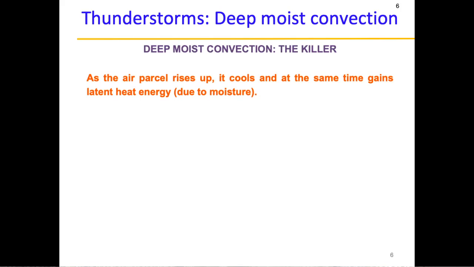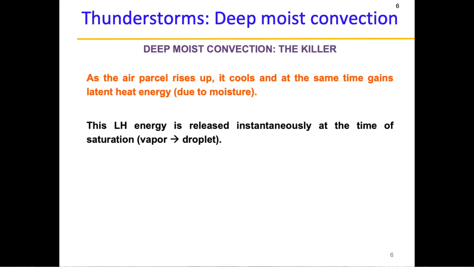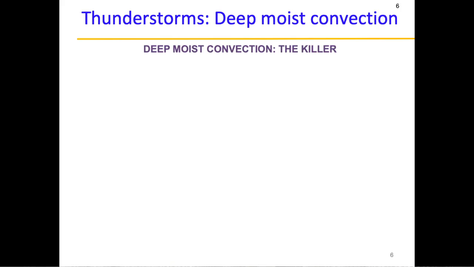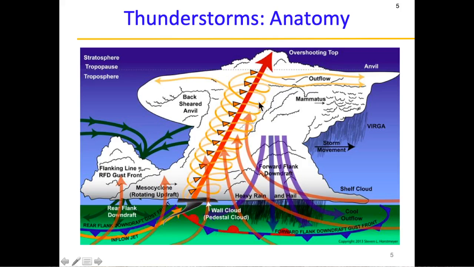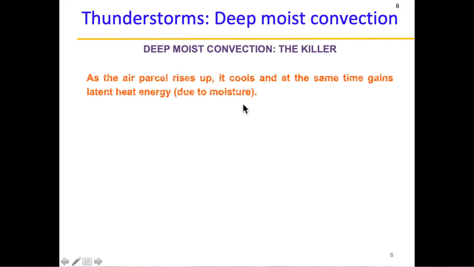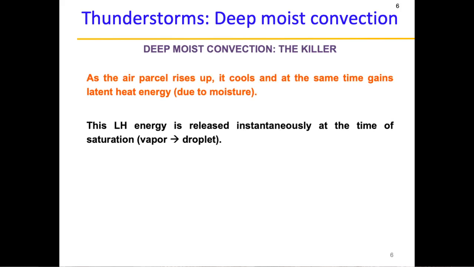So this parcel keeps bringing in a lot of moist air, and as it goes upwards, the water vapor cools, and at the same time, because of the cooling, it releases latent heat energy, because there is a phase change, and the latent heat energy is instantaneously released when the saturation happens. That is, the vapor becomes droplets. So somewhere at this location, the vapor has converted into droplets, but even after converting to droplets, the droplet doesn't stop moving.